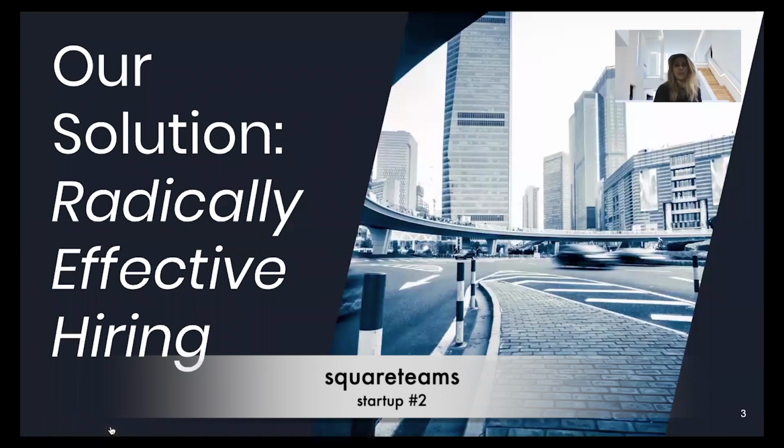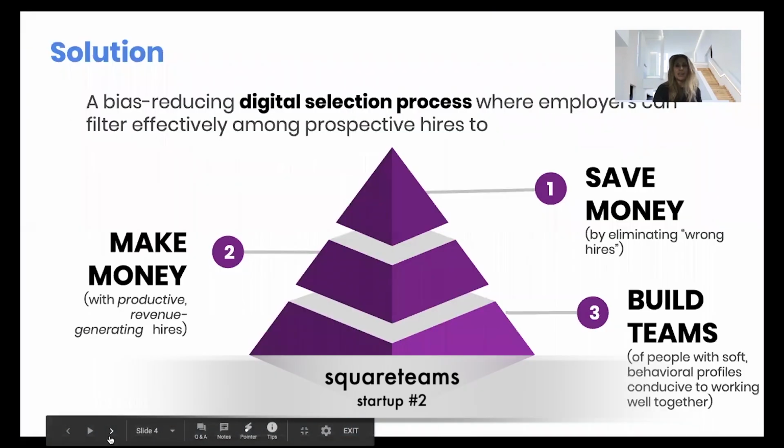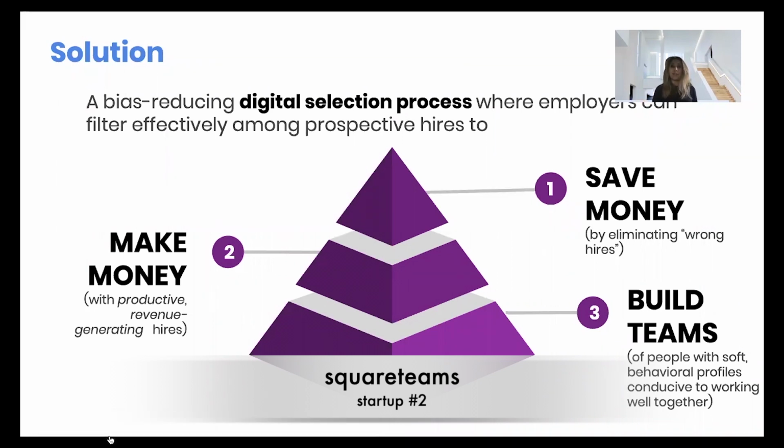Our solution is radically effective hiring. So we have a bias-reducing digital selection process where employers can filter effectively among prospective hires to, first of all, save money by eliminating wrong hires, make money with productive, revenue-generating hires, and build teams of people who are conducive to working well together.